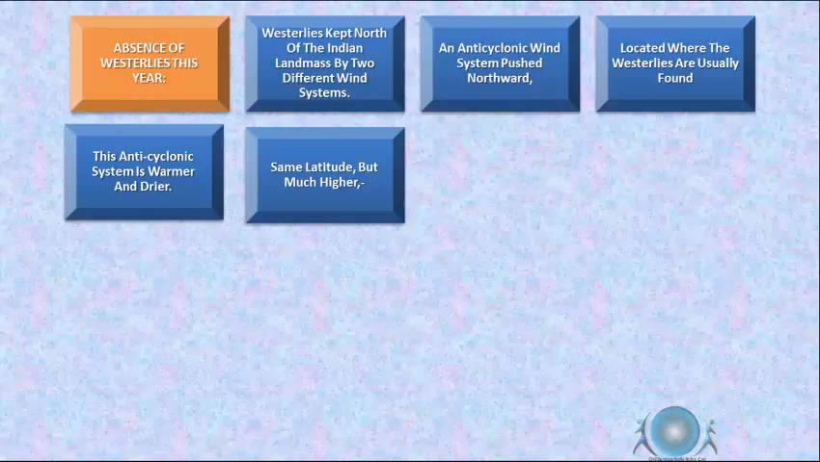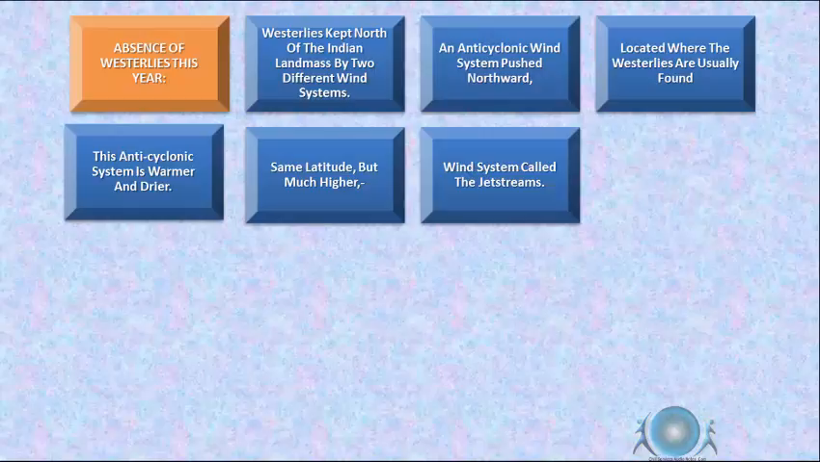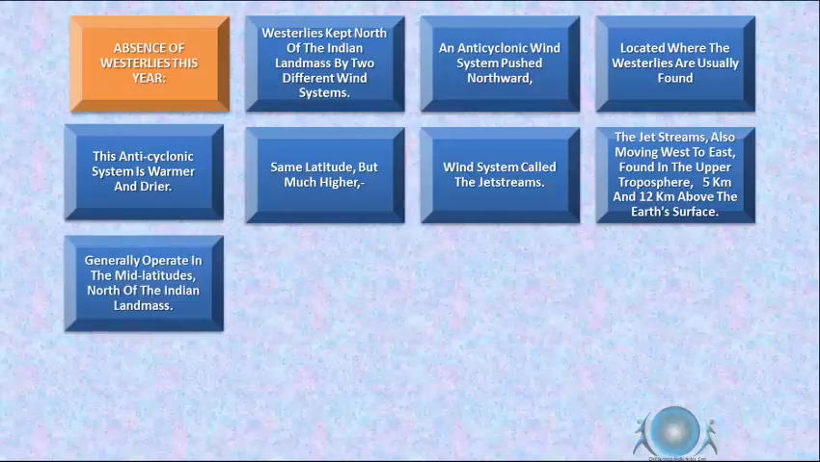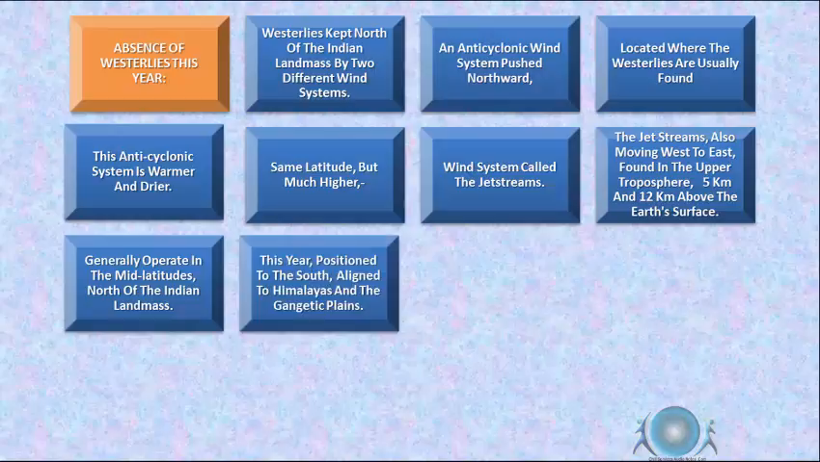Around the same latitude but much higher in the atmosphere is another wind system called jet streams. The jet streams also move west to east. They are found in the upper troposphere between 5 kilometers and 12 kilometers above the Earth's surface. They generally operate in the mid-latitudes north of the Indian landmass. But this year they are positioned much to the south and have been aligned to the foot of the Himalayas and the Gangetic plains.